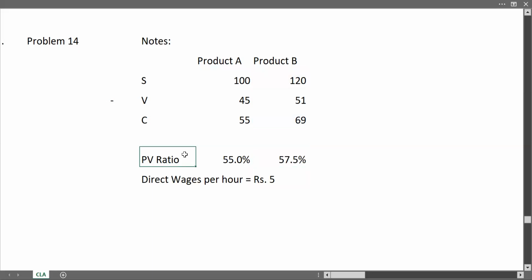So PV ratio always, whenever you get a marginal cost statement, first just write PV ratio then and there, just below the marginal cost statement. Right. So fine. This direct wages per hour is given in the problem. I've just written it as information. That's all.